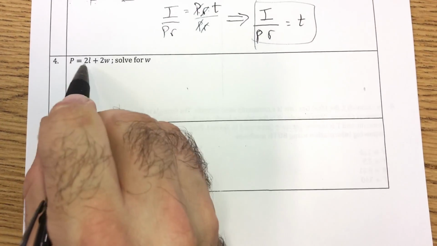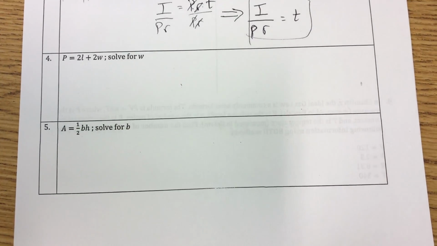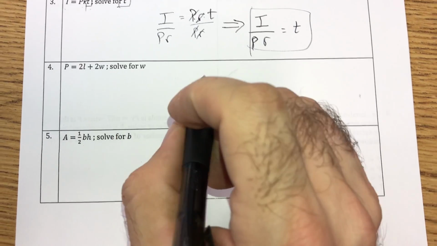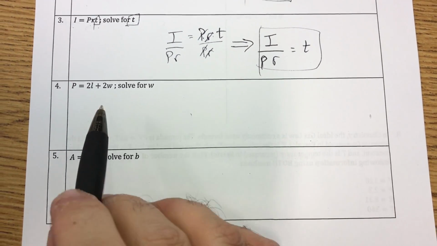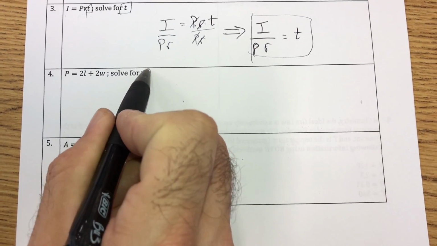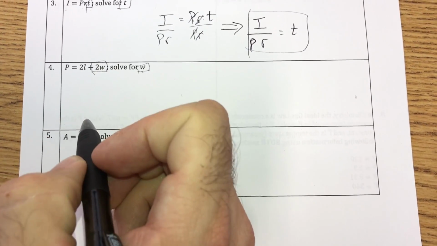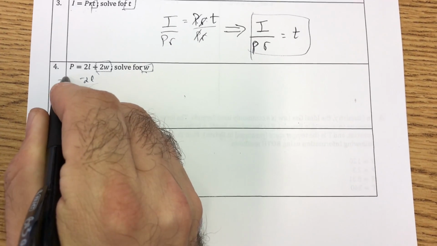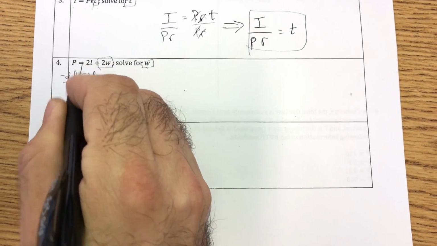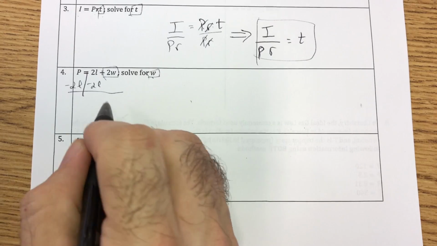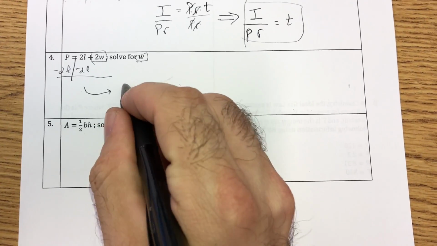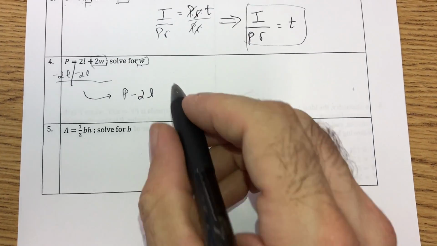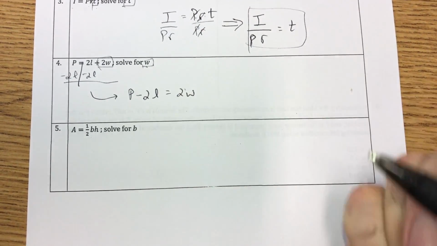Next, I've got P equals 2L plus 2W. Now, you might have some different first steps on this one. If you have a different one than me, I like it. Go ahead and try it. But I'm going to show you one way to do this one. Because I want to solve for W, I'm going to get the W expression all by itself. So I'm going to subtract 2L from both sides. So that leaves me with, I'm going to write this over here, P minus 2L. These are not like terms, so I cannot combine them, equals 2W.